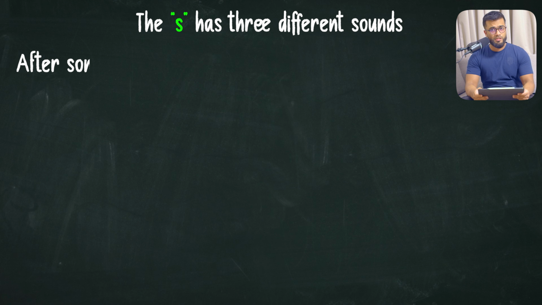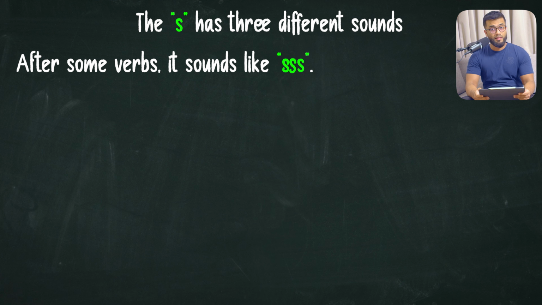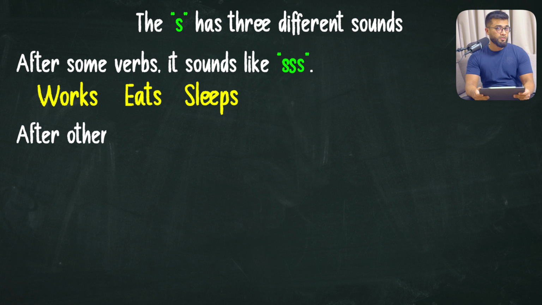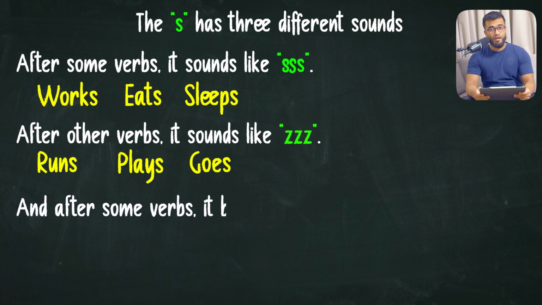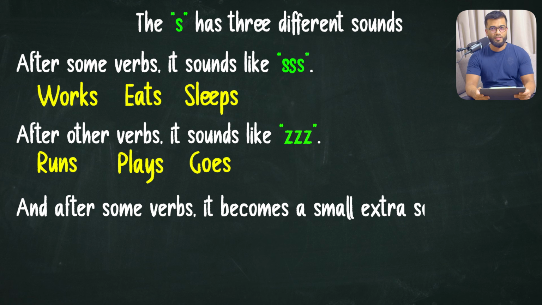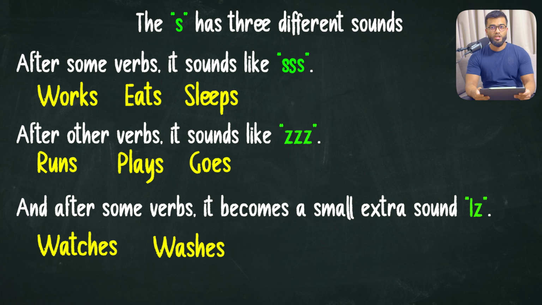Listen carefully. After some verbs, it sounds like S, like this. For example, works, eats, sleeps. After other verbs, it sounds like Z, like this. For example, runs, plays, goes. And after some verbs, it becomes a small extra sound, like "iz". For example, watch-iz, watches, wash-iz, washes, finish-iz, finishes, just like that. Three sounds, one letter. Your ear, which is used to Arabic, was not trained to hear them.